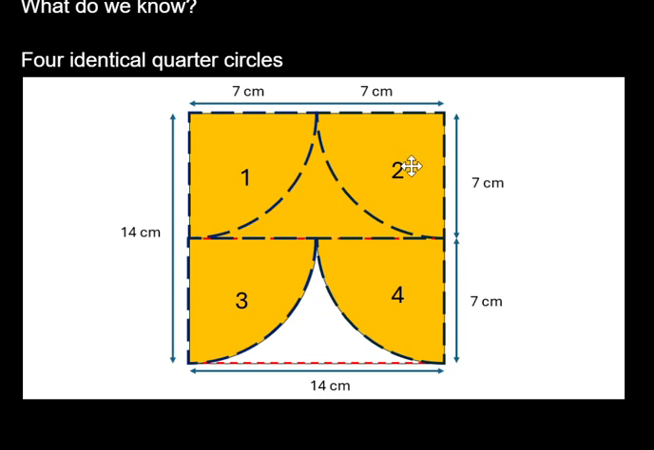From here, what else do you know? You know that they are identical, which means that all their radius are the same. Which means that if you are looking at the square here, this is a square of 14 centimeter by 14 centimeter, or two rectangles of 14 by 7 centimeter. Once you identify these four quarter circles, now let's look at the question.